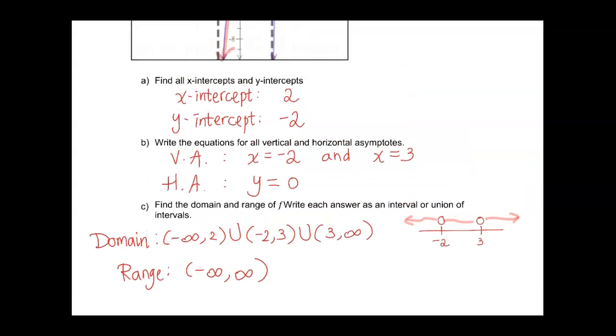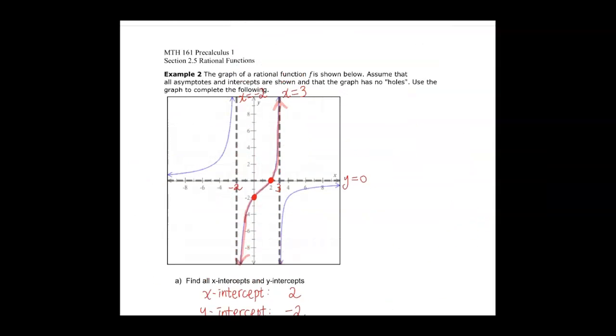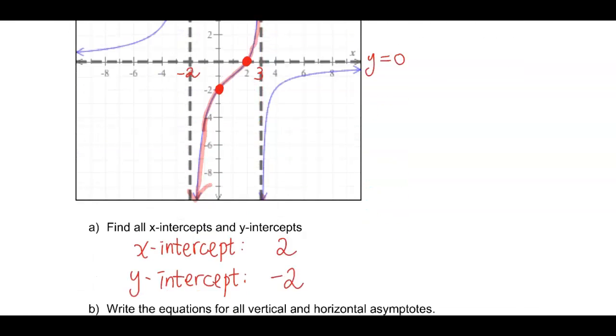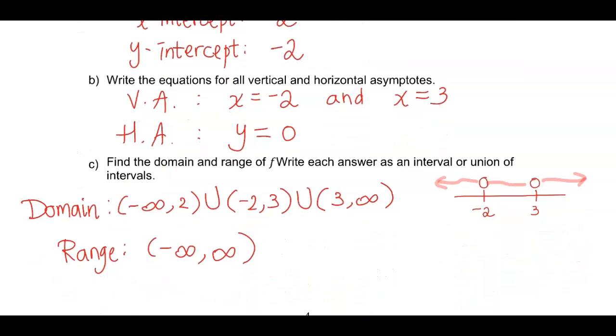So that should be enough for reading graphs. Please come back and watch the other videos on graphing rational functions. I have about 6 more videos on graphing, and I go over one example at a time in each video.